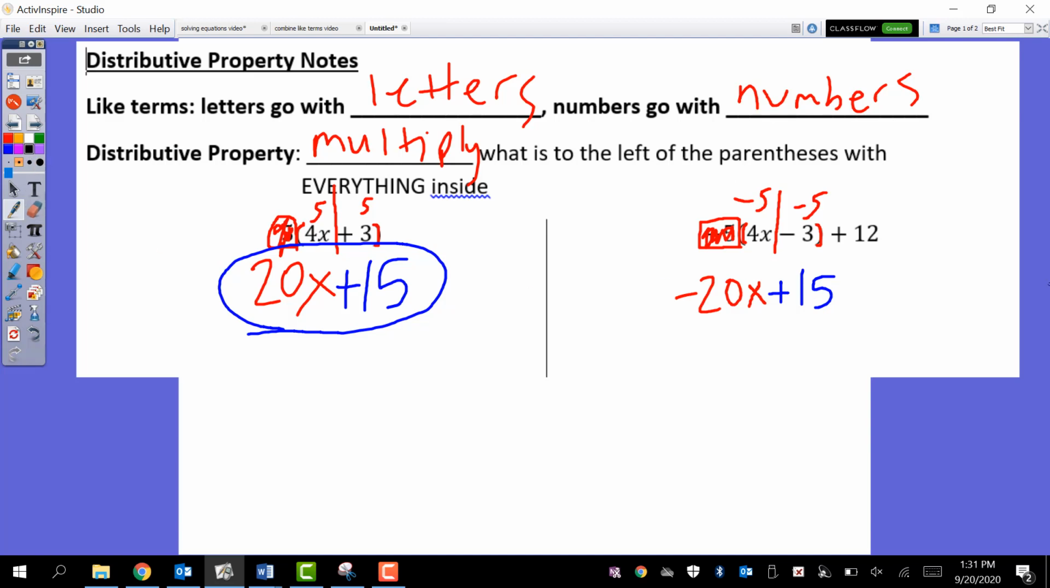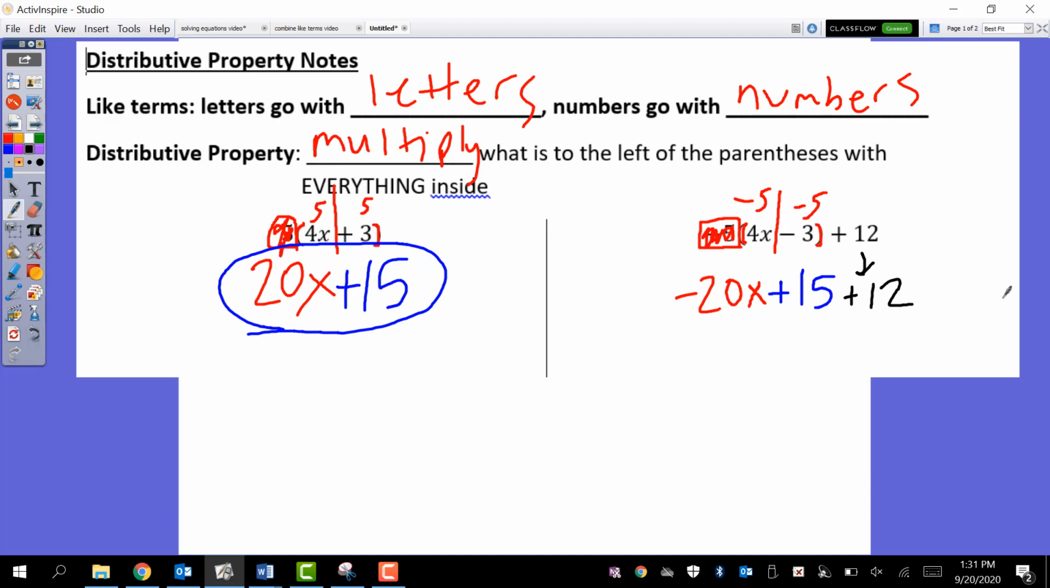Well, I got a positive 15, so I'm going to put a plus on the inside. But what's happening with this 12? Am I multiplying times the 12? No, because it's not on the inside of the parentheses. So what am I going to do with that? Well, I'm just going to bring that down because that was not part of the multiplying, but it doesn't mean it's not still there.